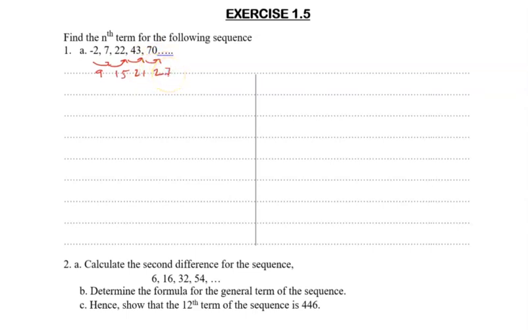Now none of the numbers here are the same. And even if I was to do 70 divided by 43 then 43 divided by 22, I would get different numbers. So clearly not a geometric sequence either. So it's a unique sequence where we have a second difference.